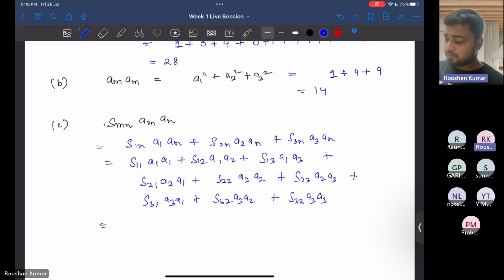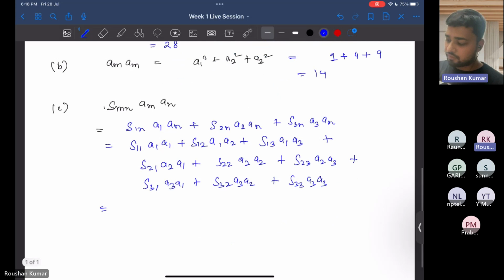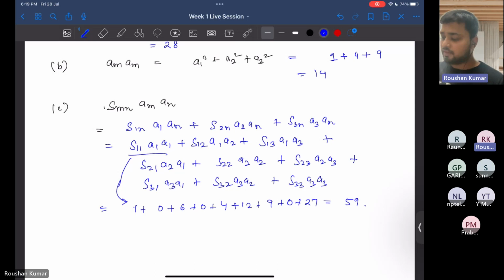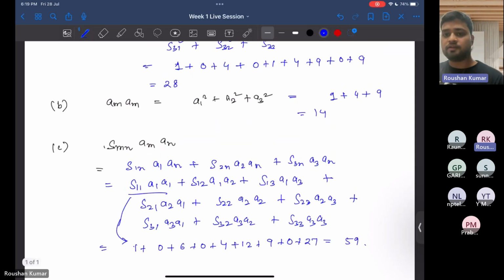So here only the mathematical operation is remaining. If you calculate this, you will get 1 plus 0, I am writing here each term component, so 1 plus 0 plus 6 plus 4 plus 12 plus 9 plus 0 plus 27, that is 59. This is the final answer that you will get after solving this. Here I am basically trying to explain how repeating and dummy indices work.